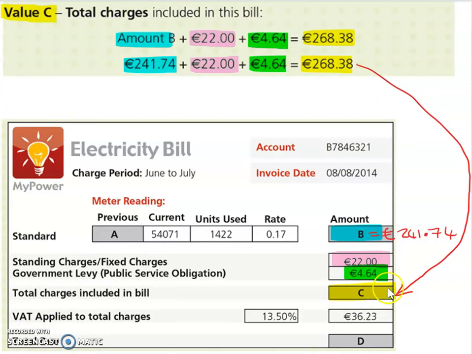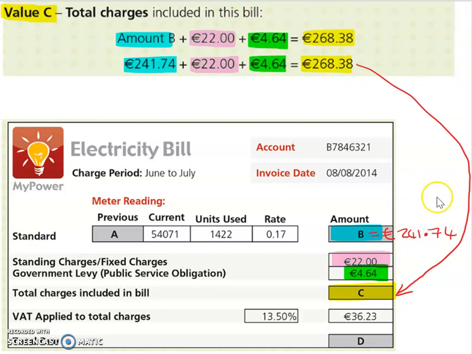Next, we want to work out part C, which is the total charges included in the bill. Now this is before VAT has been applied. So value C is the total charges included in the bill. So that's going to be the amount B, which we worked out to be 241.74, plus 22 euro plus €4.64 gives us €268.38.